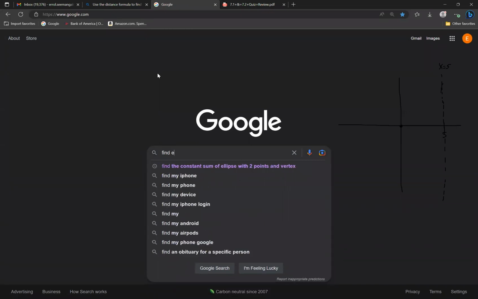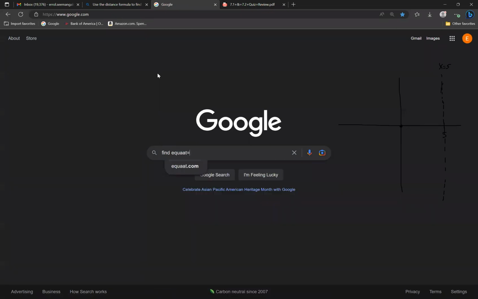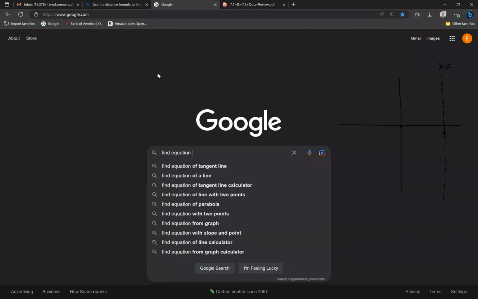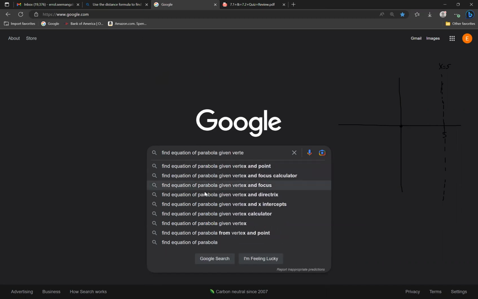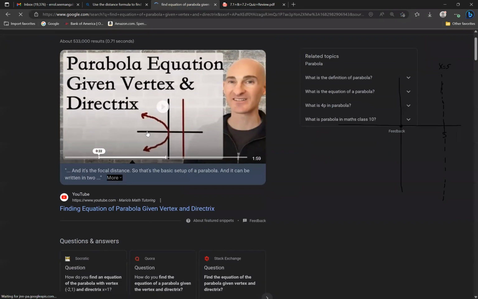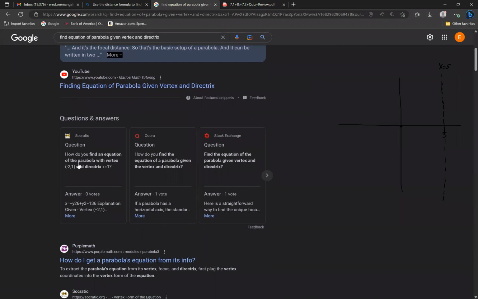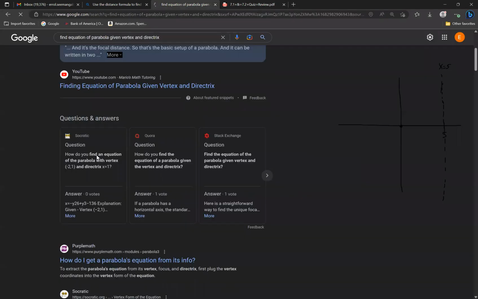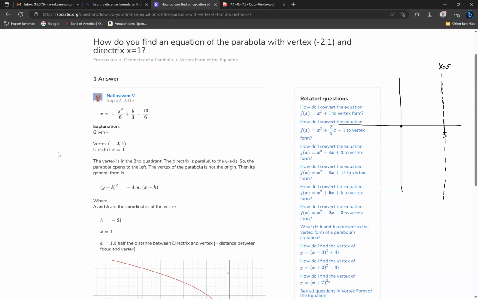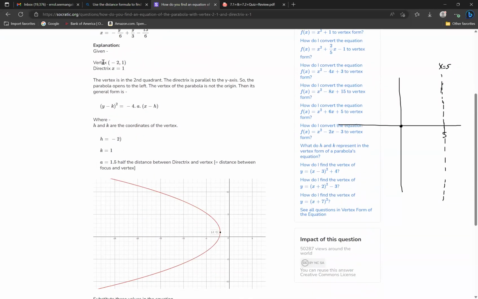Find the equation of a parabola given vertex and directrix. This one right here. You have an example like this. How do you find an equation of the parabola with this vertex and this directrix? Yes, so it's just like this one right here. They give you the vertex and they give you the directrix.